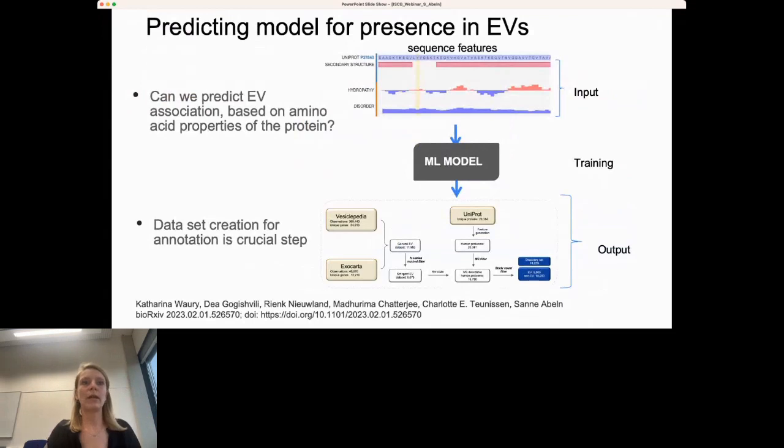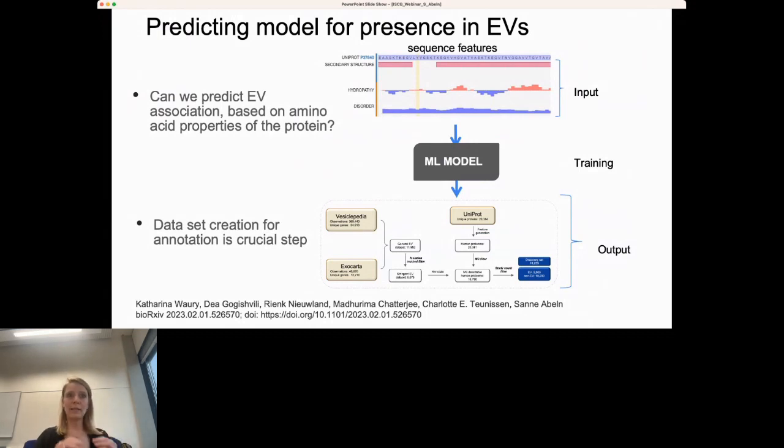Looking at more detail here, very similar as before, we have the input data for a lot of different proteins. And we try to train a model. And then the tricky thing here is the output data. So how do we actually know if a protein is inside an extracellular vesicle or not? So what we do is we go to existing databases, Vesiclepedia and ExoCarta, but actually deciding whether something is an extracellular vesicle or not, or measuring it, is not trivial, because you have to filter out the extracellular vesicles.